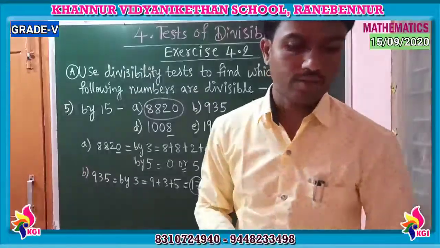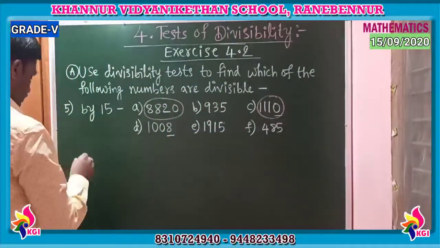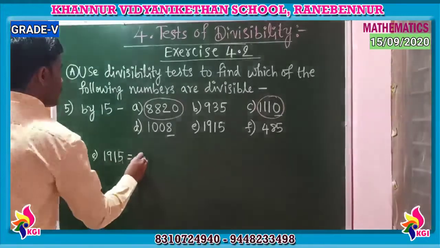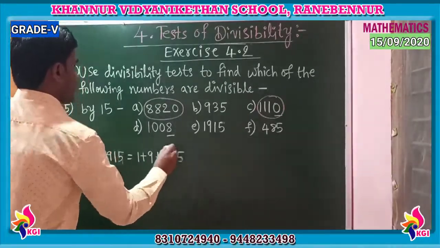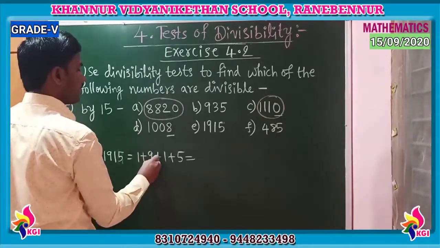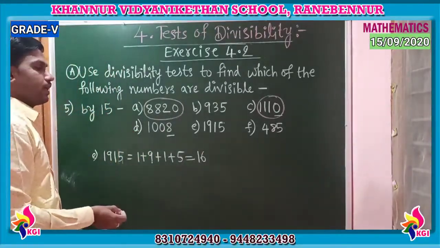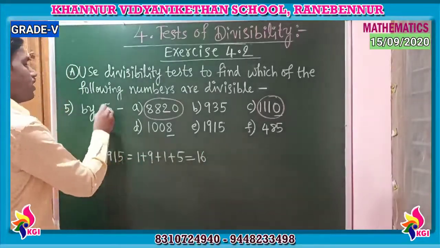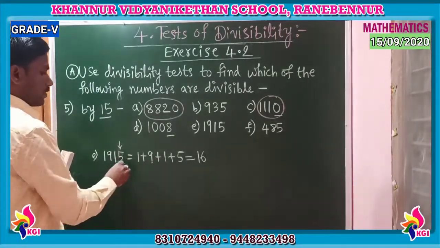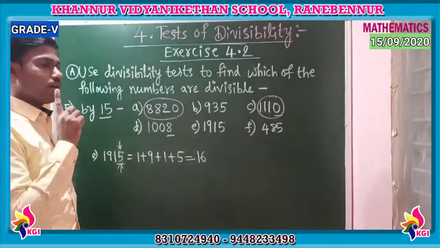Then what about this 1915? We can check. So 1 plus 9 plus 1 plus 5. If the sum of its digits is divisible by 3, then that number is divisible by 3. So 1 plus 9, 10. 10 plus 1, 11. 11 plus 5, 16. 16 is not divisible by 3. That's why this number is not divisible by 15. But it is divisible by 5 because in the given number the last digit is 5. It is divisible by 5 but not by 3, which means 1915 is not divisible by 15.